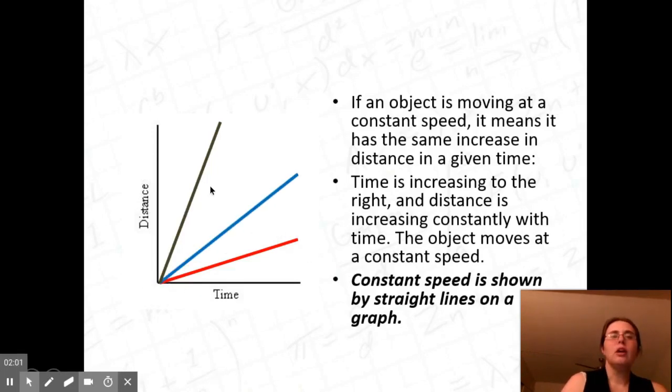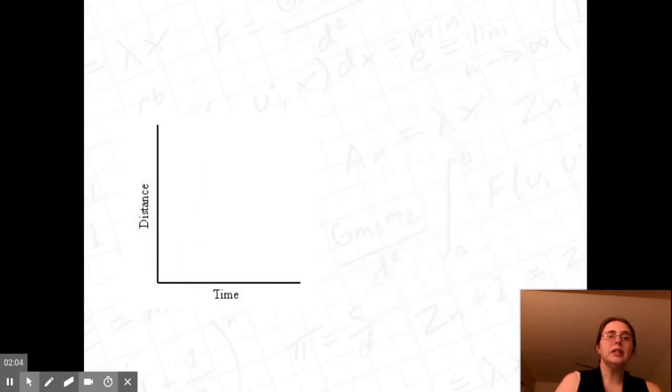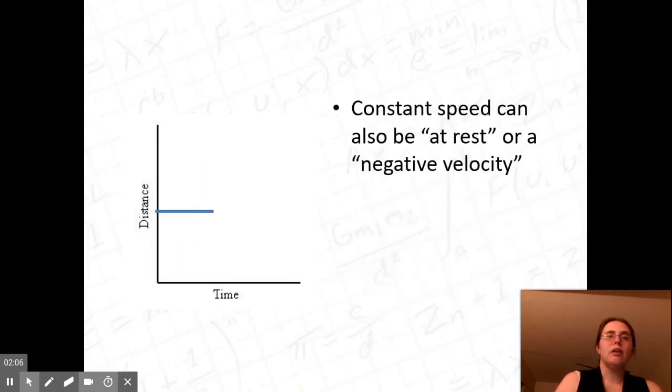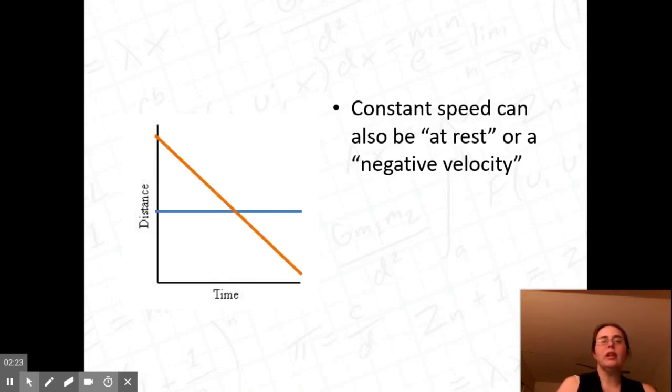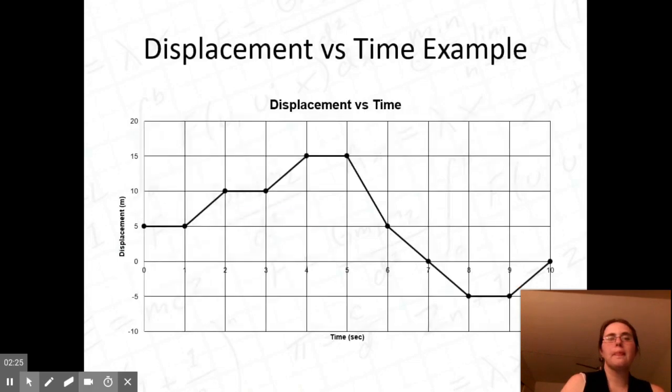You can also have a straight line that is straight across, horizontal. This is still a constant velocity, but again, it is not moving. So that constant velocity would be 0 meters per second or whatever the unit is. And you can also have a negative velocity. So it has turned around and it's going in the opposite direction.